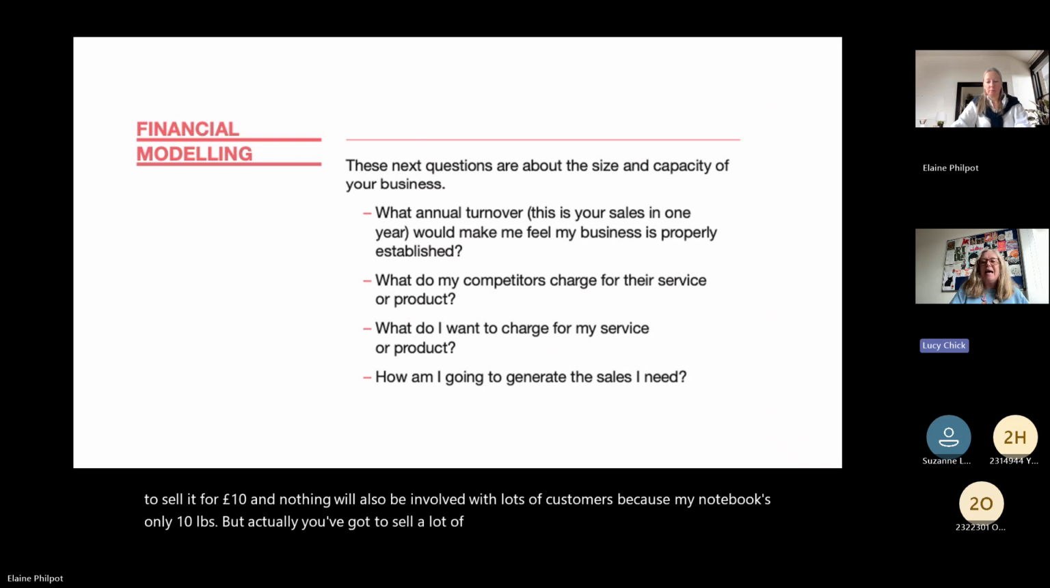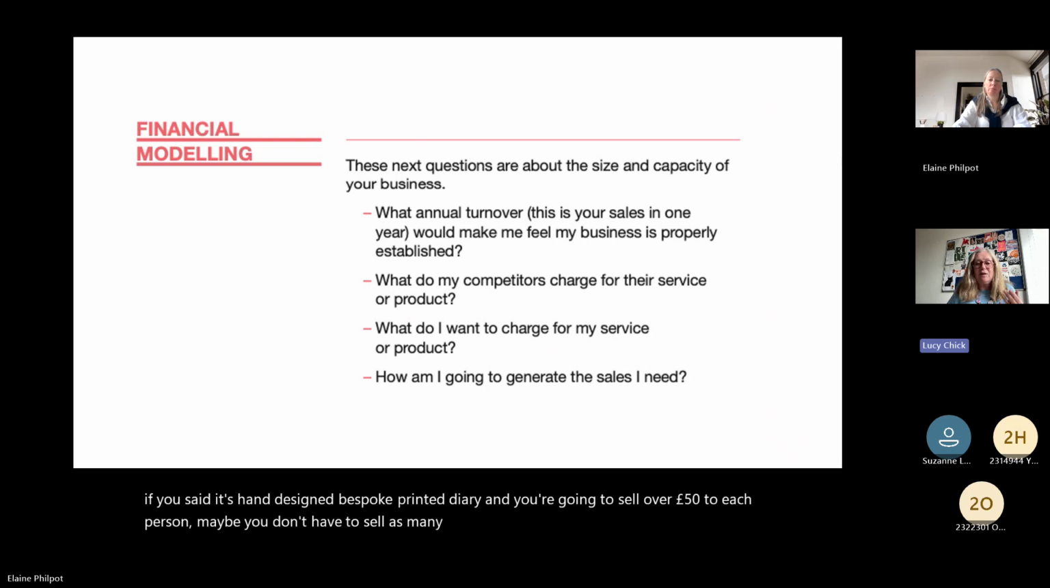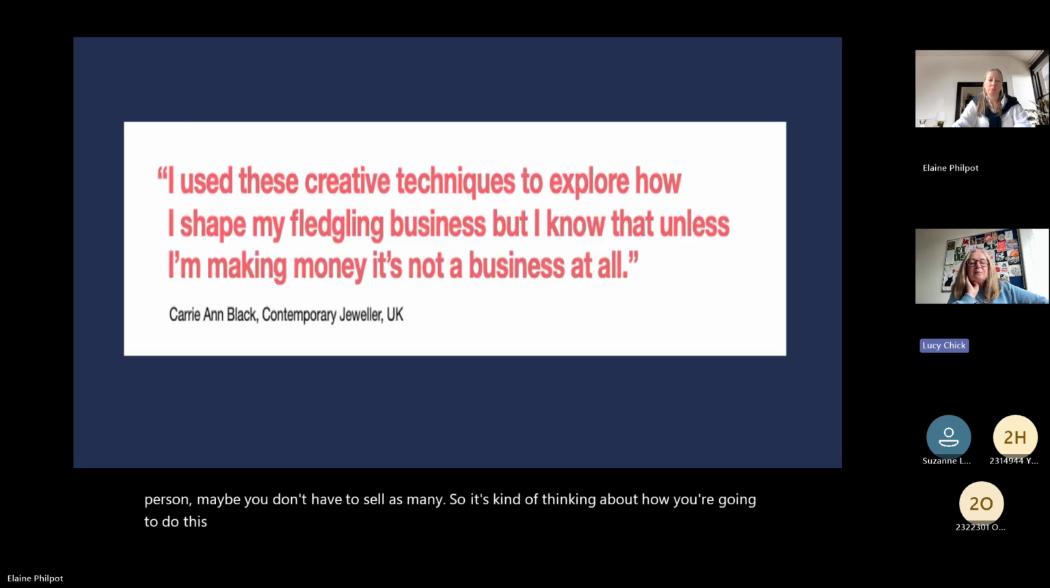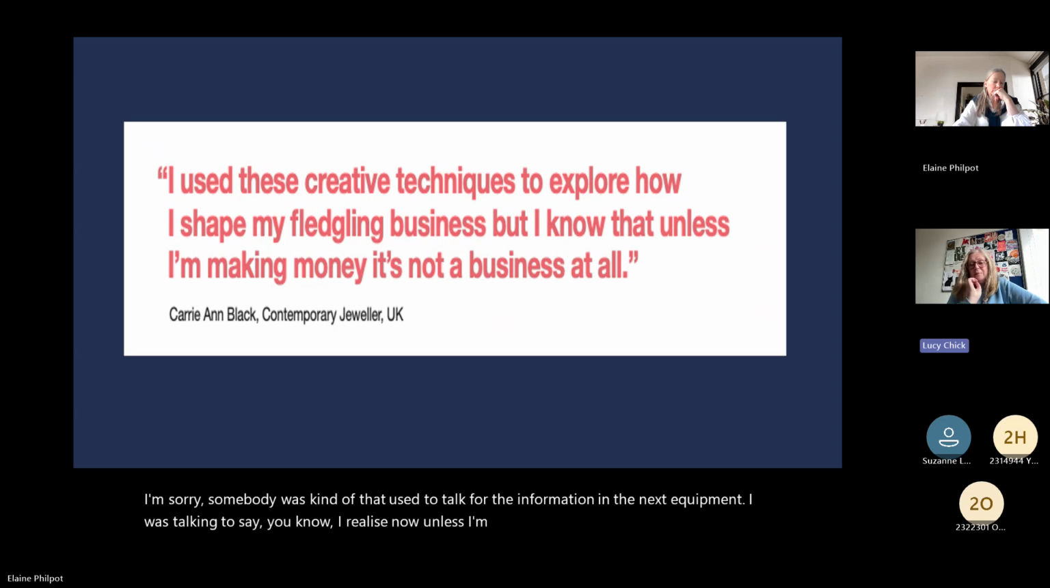Whereas if you said it's a hand designed, bespoke, printed diary, and you're going to sell them for £50 to each person, maybe you don't have to sell as many. So it's kind of thinking about how you're going to generate the sales, how you're going to make the money. Thanks, Elaine. So somebody who used the information in the Nesta Creative Enterprise Toolkit said, I've realised now that unless I'm making money, it's not actually a business at all, it's a hobby.